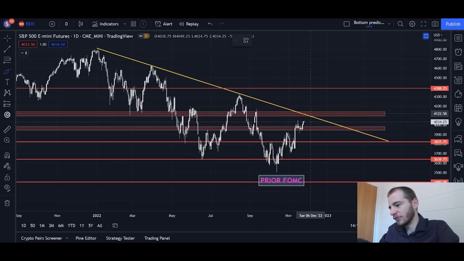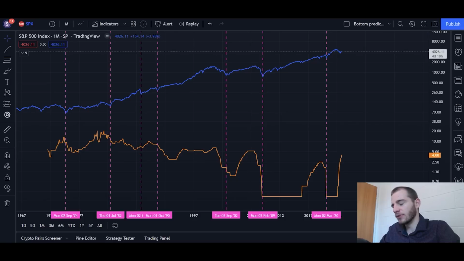We will reject off of this yellow resistance zone. That's what I'm expecting, and I think we'll go lower. And another major supporting factor of that, and this is something that I think no one can disagree with, I think this is objectively true: if you think the S&P 500 bottom is in, you are not looking at charts, my friend, right? You simply can't make that prediction.